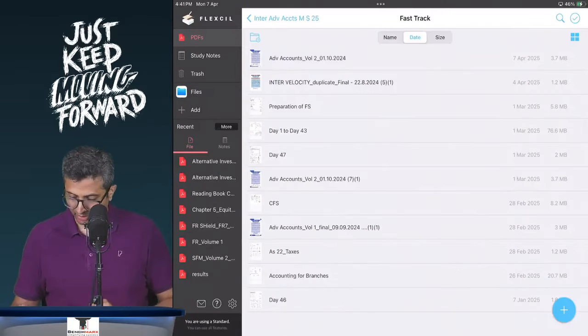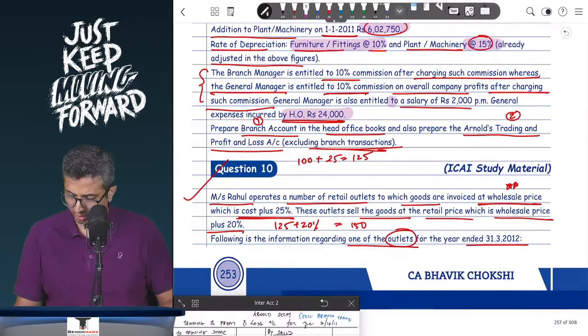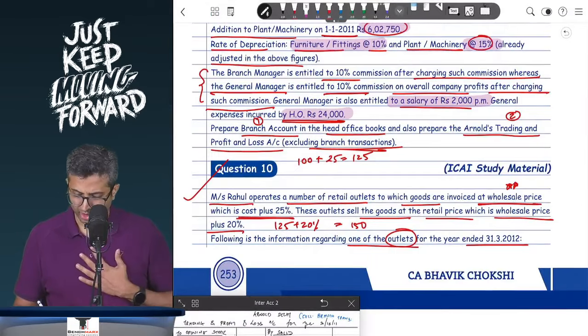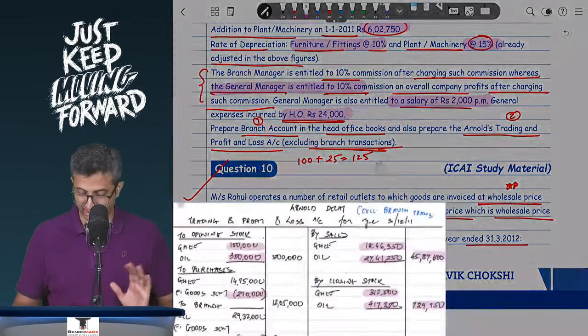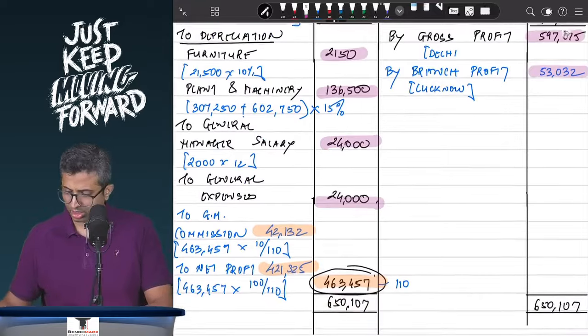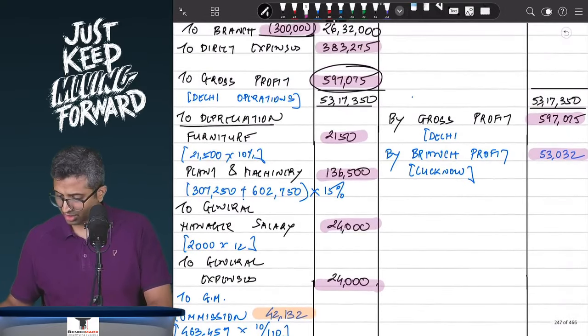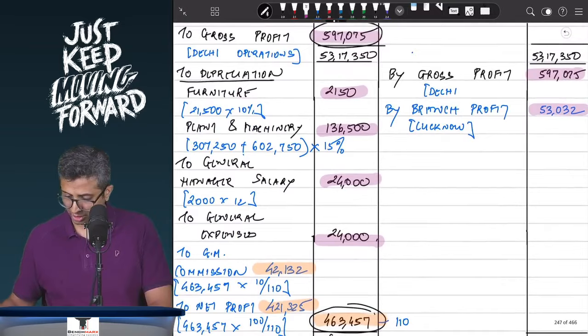So over here, if you go to see, you will have head office expenses of 24,000, salary of 2,000 into 12, that is also 24,000, and then there is a general manager commission. This will be worked out in the exact same way. Like over here, if you take 24 and 24, you will have total profit 597,075 plus 53,032 minus all expenses 2150, 136,500 minus 24 and 24.